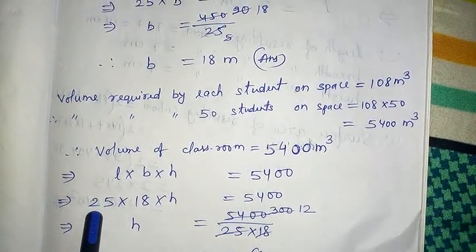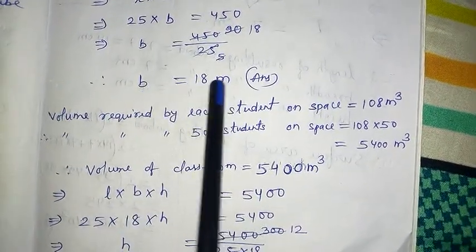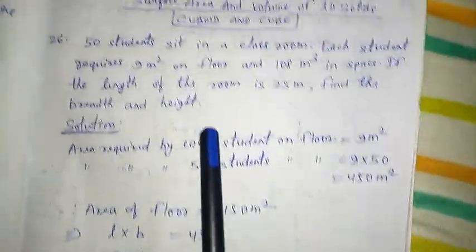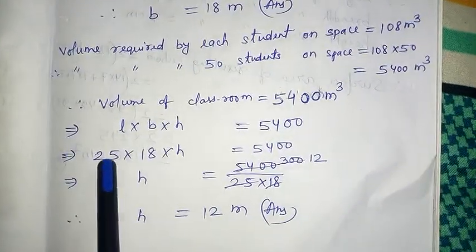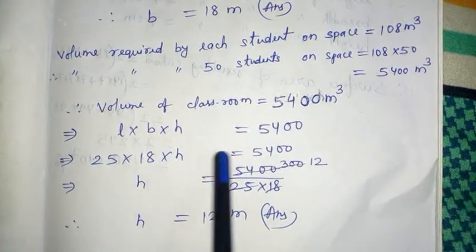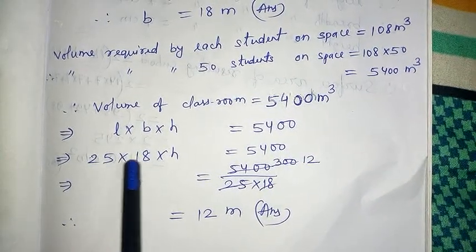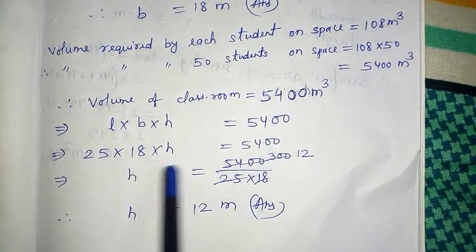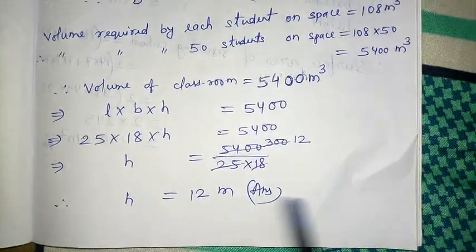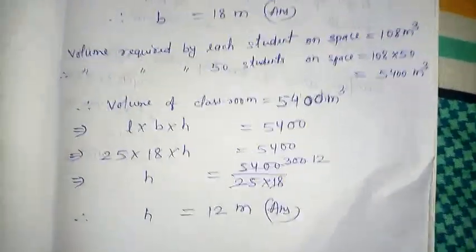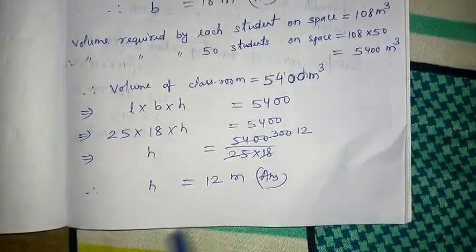Length is given in the question, that is 25. Breadth just now we got 18. So 25 into 18 into H equals 5400. 25 into 18 will come and divide. H equals, if you simplify, H is 12 meter. So we got H also. So these two are our answers.